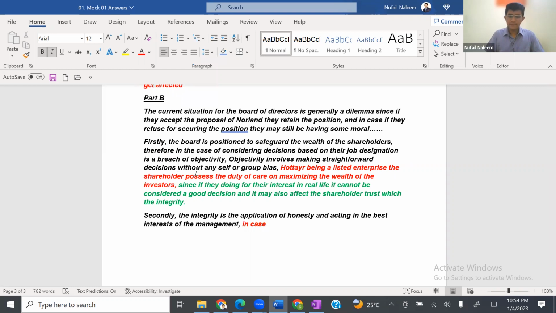So once again, I'll write down here, in case with deliberate information, with deliberate intention, if the shareholders are acting for them, then there will be an issue.